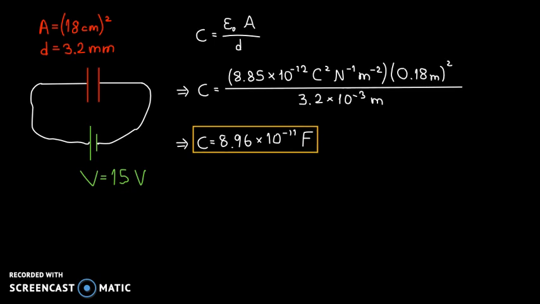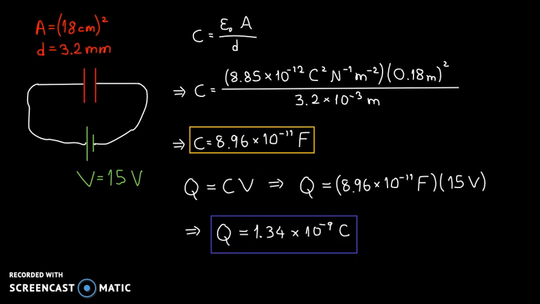Next, let's calculate the charge accumulated on this capacitor when it's connected to the 15-volt battery. Charge is equal to capacitance multiplied by voltage. So Q equals C times V. When we substitute the numerical values and calculate, we get Q equals 1.34 times 10 to negative 9 coulomb, or 1.34 nanocoulomb.